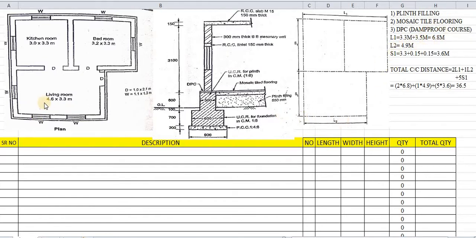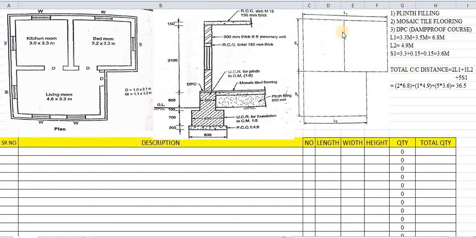L2 is nothing but 4.6 plus 0.3, which is 4.9. What is S1? S1 is 3.3 plus 0.3, that is 3.6. Now after that, most important is the calculation of the total center to center distance. So we have just multiplied the number of L1s, L2 and S1.